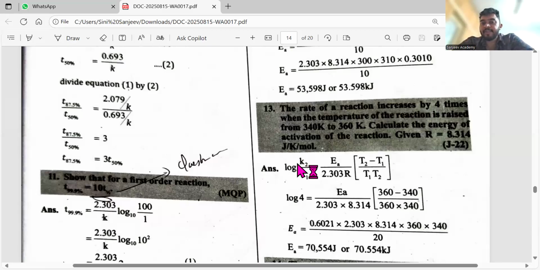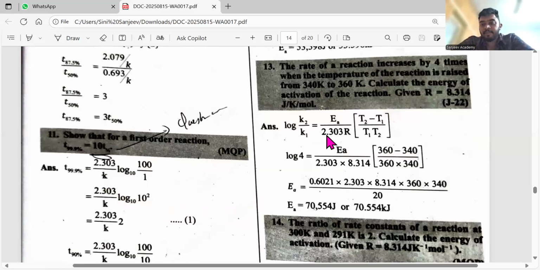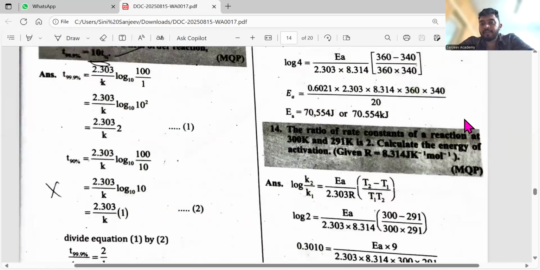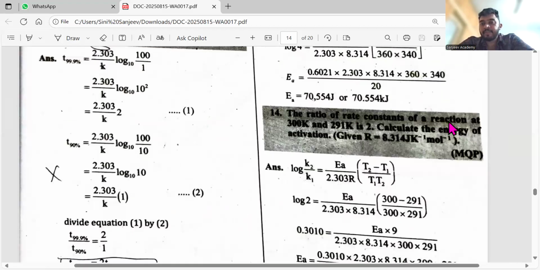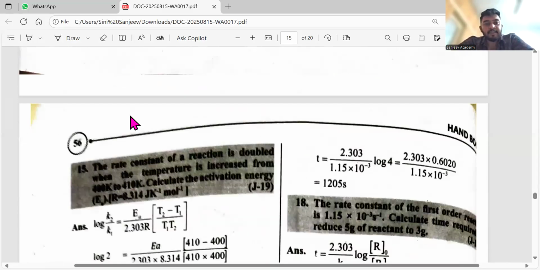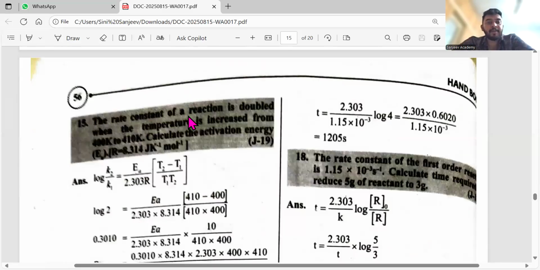So K2 by K1 will be 4. I'll just tell you how to compare between the problems. See, the ratio of the rate constants of the reaction, K2 by K1, is what here? 2. Let's take one more question. Can you see here? The rate constant of a reaction is doubled. Doubled means K2 by K1 is equal to 2 again.